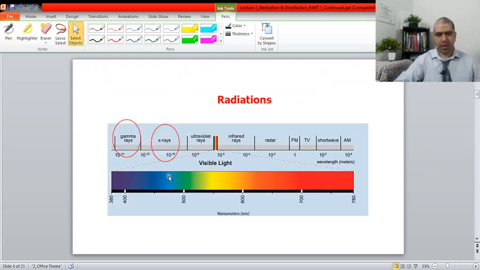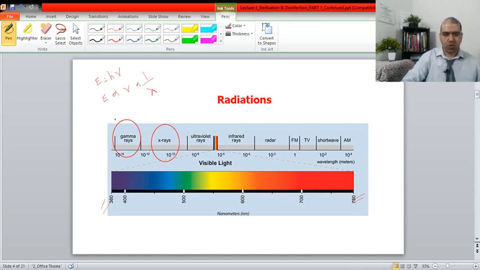When you look at the radiations as such, you will find that the visible spectrum lies from around 300 to 700 wavelength. What you see on the left side of the visible spectrum are high energy radiations. You might have gone through the formula that energy is equal to h times frequency, where h is Planck's constant. So energy is directly proportional to the frequency, and frequency itself is inversely proportional to the wavelength of the electromagnetic radiations.